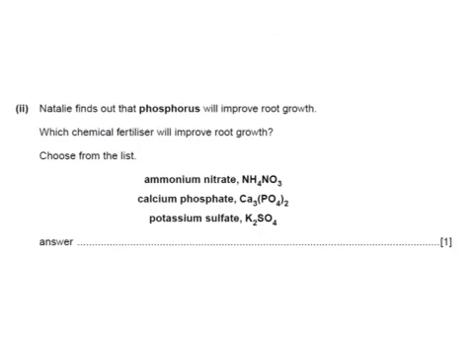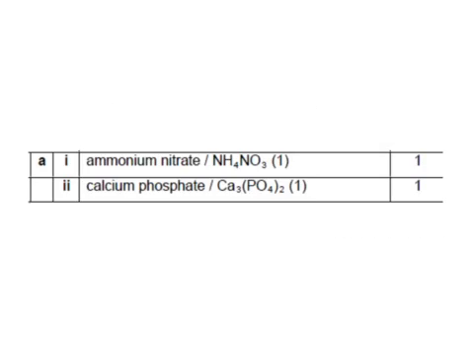Natalie also finds out that phosphorus improves root growth. So which chemical fertiliser will improve the root growth? Let's look for the symbol for phosphorus, which is P. That would be the calcium phosphate then. And in this case, there's only one possible answer for each question.